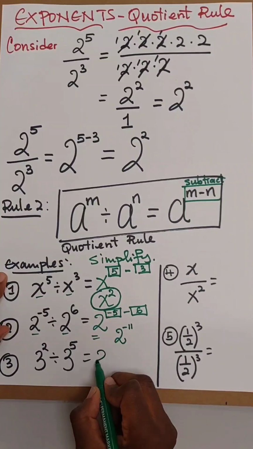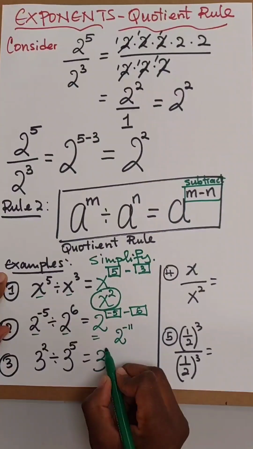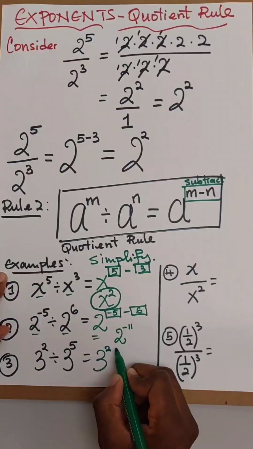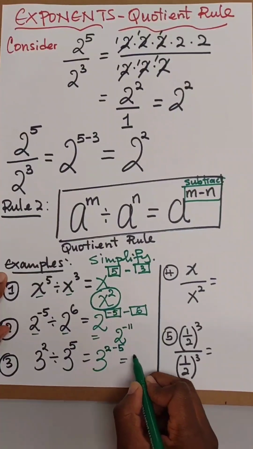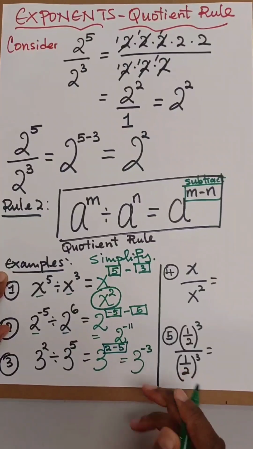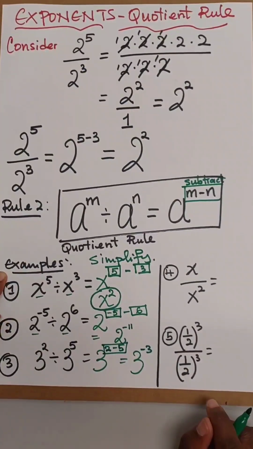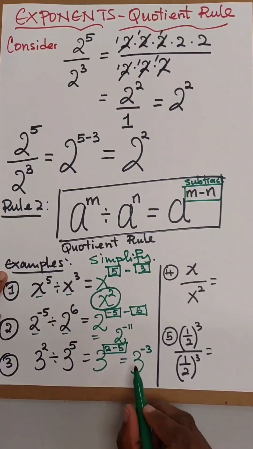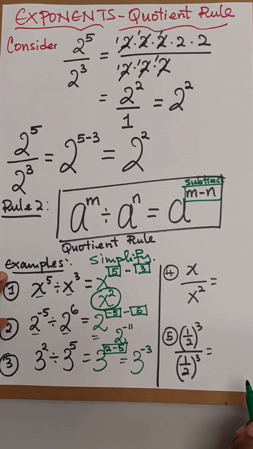Okay, so here we keep the base number of 3, and then we subtract the exponent. 2 minus 5. Keep the base number of 3. 2 minus 5 is -3. And you could leave your answer like that for now until we learn another rule for exponent that is going to show us how to rewrite numbers like this.